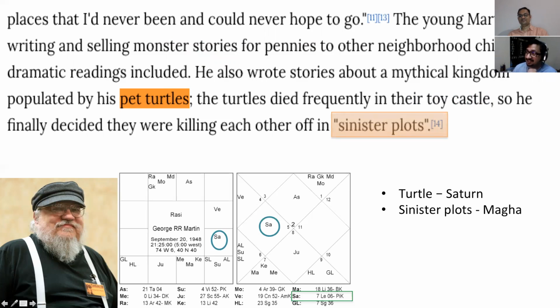And then sinister plots is clearly Magha. A king is always plotting. So there is this kind of sinister plot element with Magha. So that is one interesting thing. So you can see Magha operating from this Wikipedia extract as well.